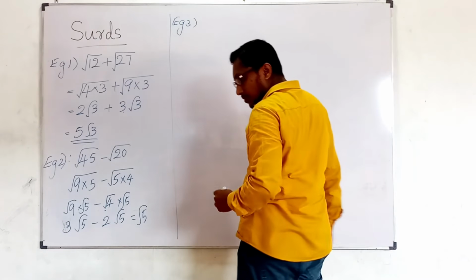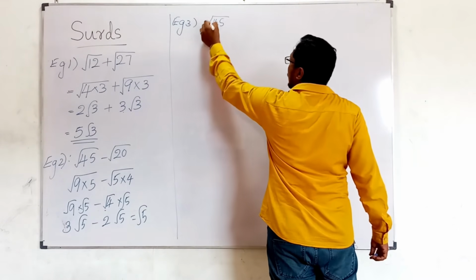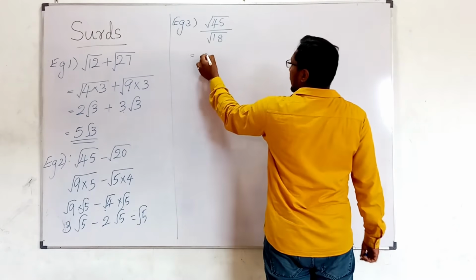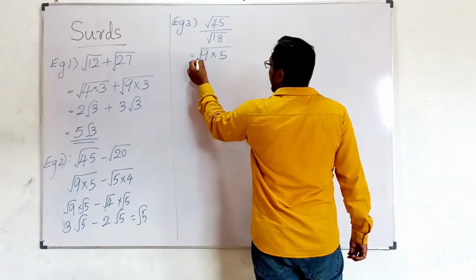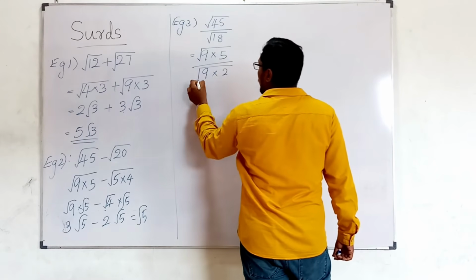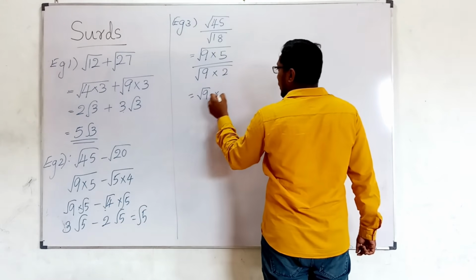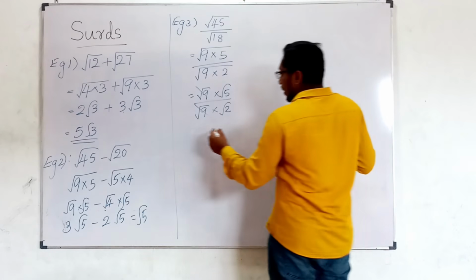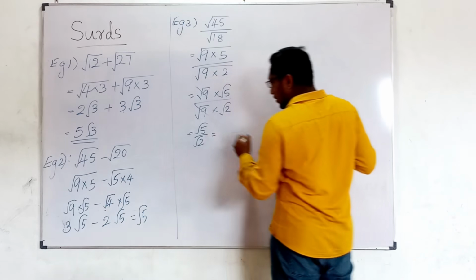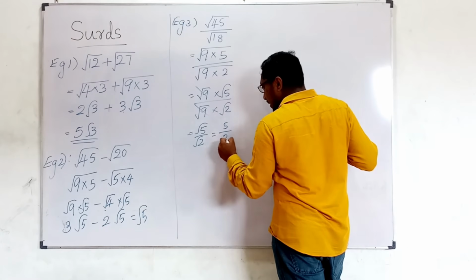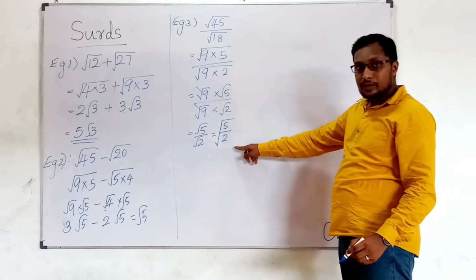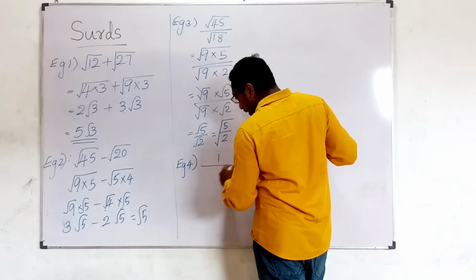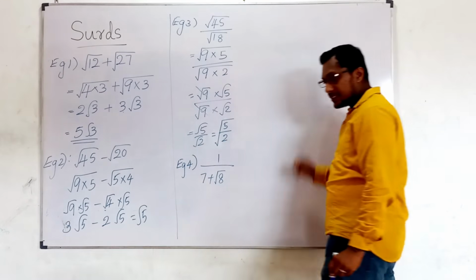Example number 3, square root 45 divided by square root 18. 45, as in the previous example, we'll take it as 9 times 5. 18 also we can take as 9 times 2. So square root 9 times 5 over square root 9 times square root 2. So square root 9 cancels. So the answer is square root 5 divided by square root 2. If you want, we can put both into the same root and write under the square root sign 5 divided by 2.